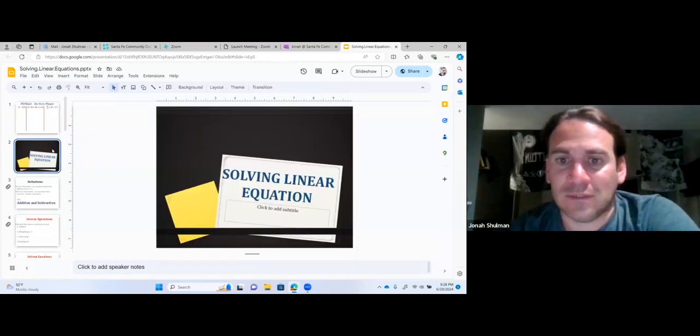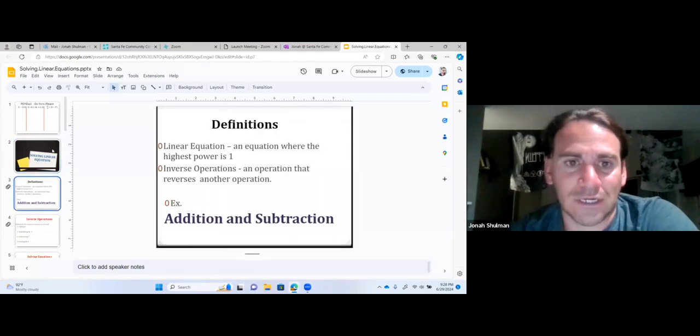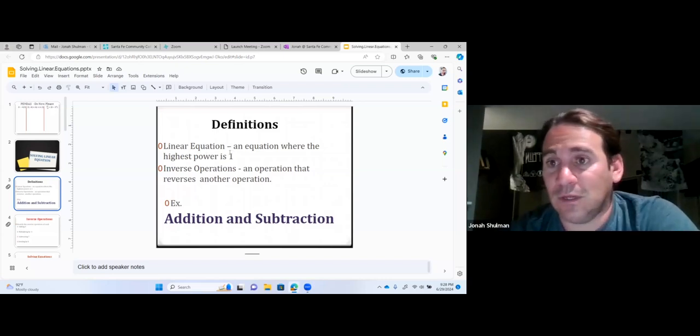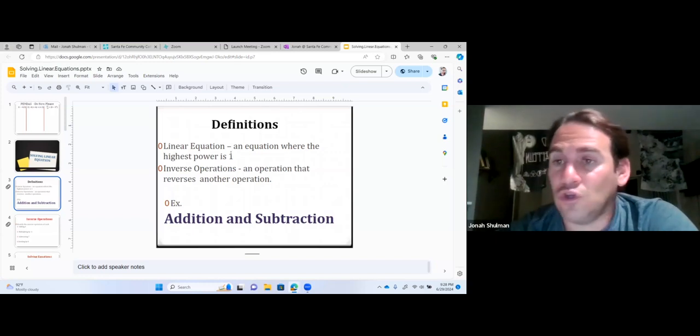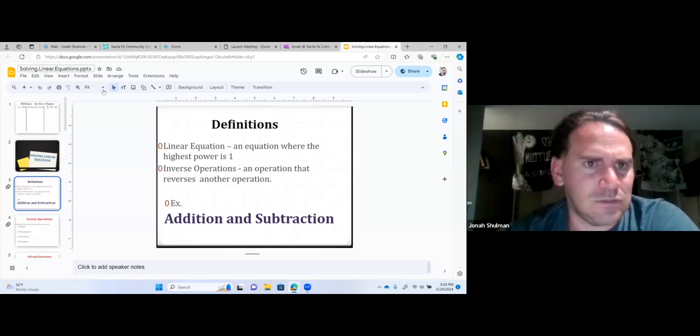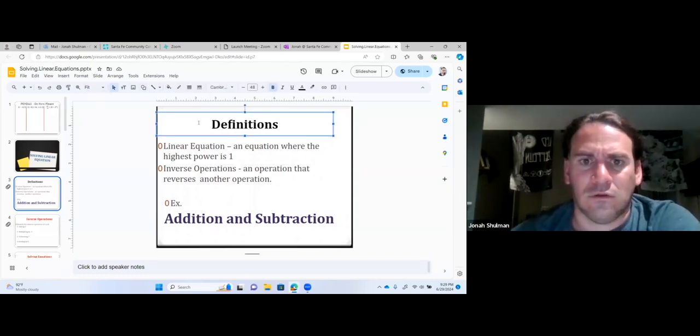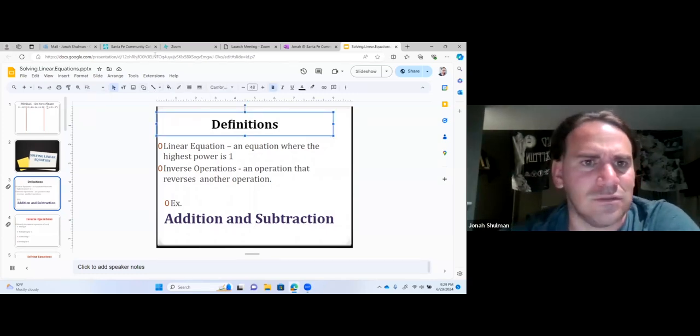So this is about solving linear equations. I'd probably have other information here, but a linear equation is an equation where the highest power is 1. So we're not talking about x squared, we're not talking about quadratics, we're not talking about cubic functions, which is x cubed. But basically, this just means that we have just a regular x.